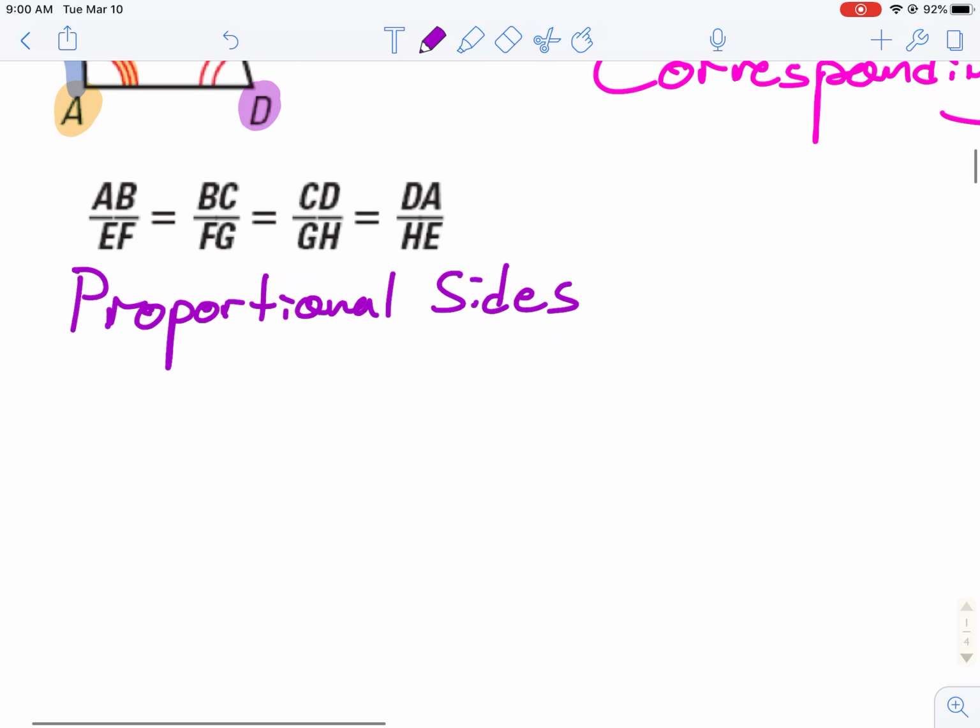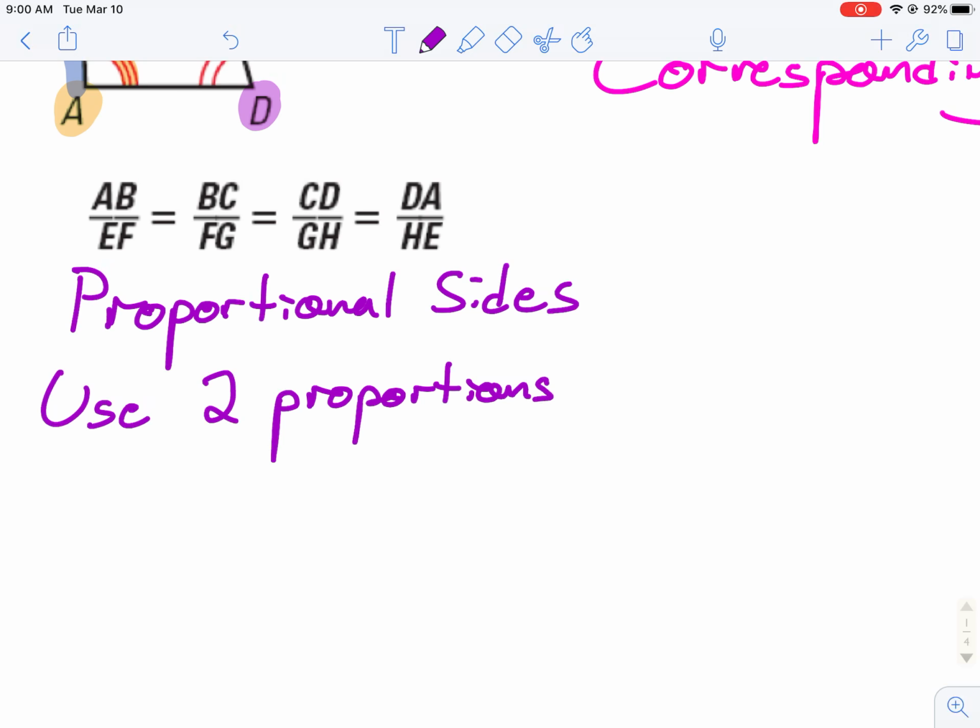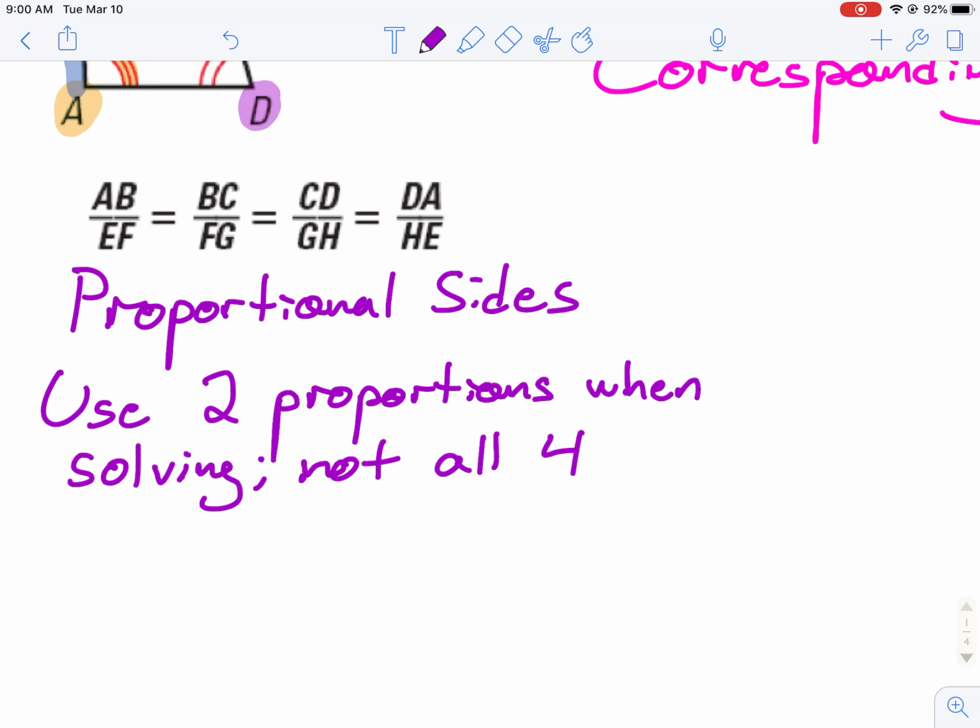And with our proportional sides, let's say we were missing one side length, but we had 3 or 4 other ones, we would want to use these proportions, but we're only going to use 2 proportions when solving. Not all 4. You only need 2 of the proportions. You don't need all 4.